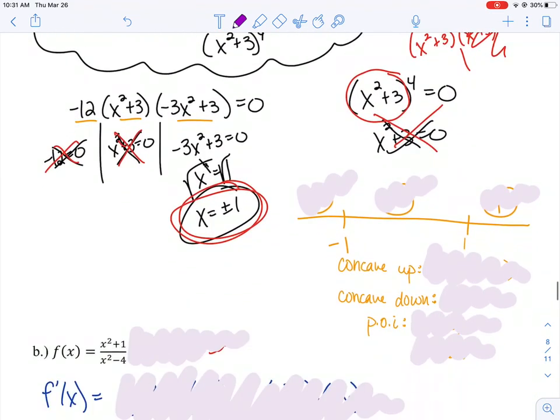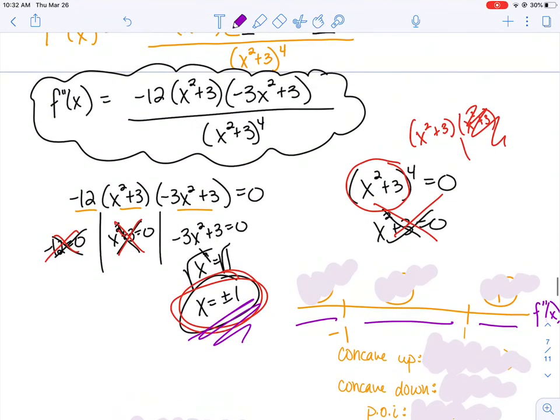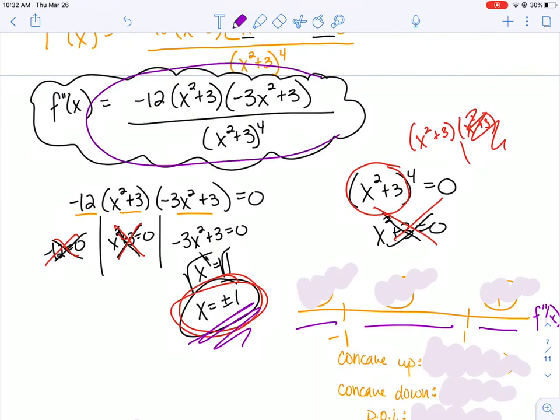Okay, so going back here, I still have possible points of inflection at x equals negative and positive 1. So this is where we're going to do our sign chart. Remember, with our second derivative, we need to plug in a number less than negative 1, a number in between negative 1 and 1, and a number greater than 1 in our second derivative.